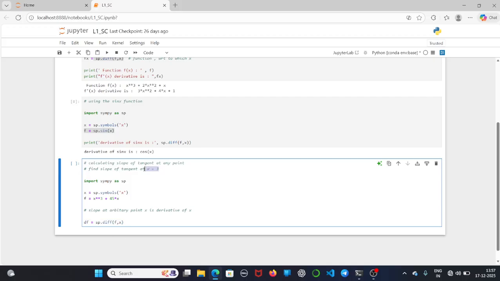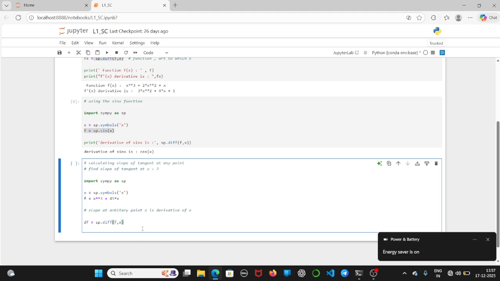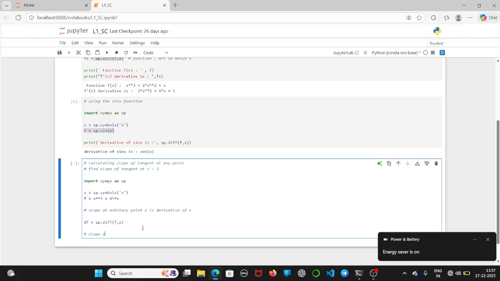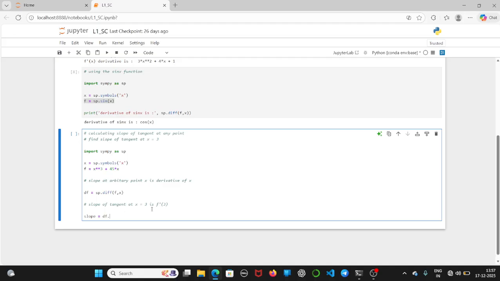But what we need is the slope of the tangent at the point x equal to 3. So if we substitute x equal to 3 in this derivative expression, then we are going to get the slope of the function's tangent at x equal to 3, right? So I'm going to write over here: slope of tangent at x equal to 3 is f prime of 3, right? You must know that from our previous lecture. So I'm going to write here slope is equal to df.subs, and I'm going to write here x, and I'm going to write here 3.